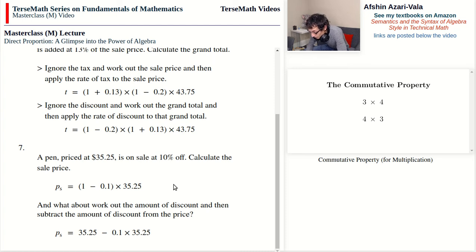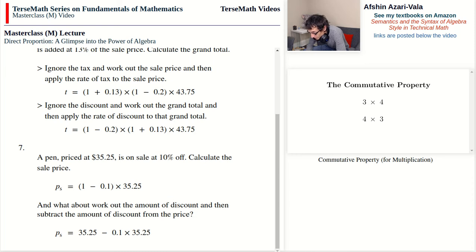let's take a look at these two equations. You notice that they follow different approaches to problem solving. One reasons like this, by saying sale price is 90% of the price. Another reasons like this, by saying sale price is price minus the amount of discount. Now, of course, algebra allows for both of them.